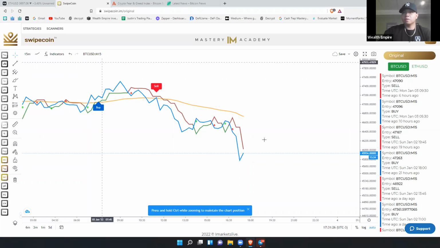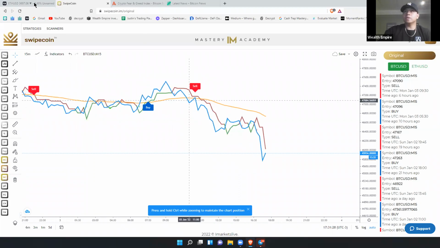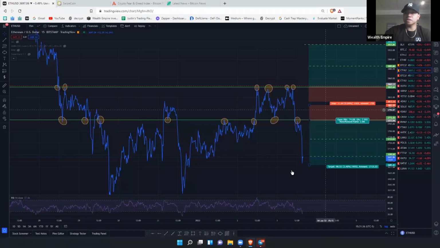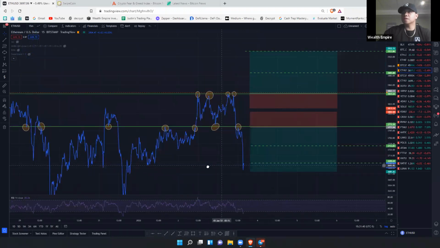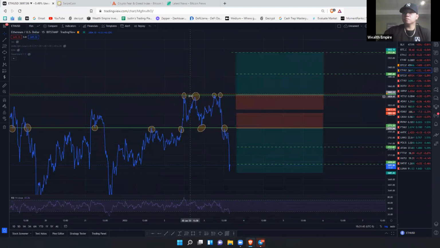Okay, if there's no questions at the moment, let me break down exactly how I draw my long positions and how I draw my short positions. Right over here, you can see what I created on my TradingView. These were my long and my short.